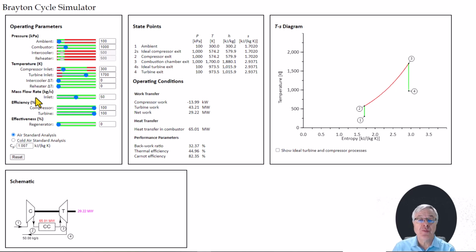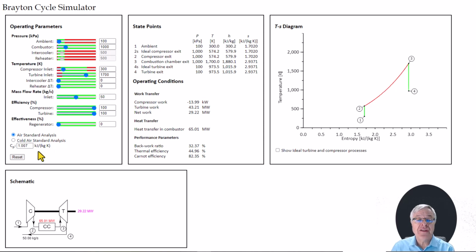Next is the efficiency of the compressor and the turbine, and again by default those are 100% efficient. Next is the regenerator effectiveness, and again notice the default value is 0, which means there is no regenerator in the system. Finally, we can choose either an air standard analysis where all of the properties are the ideal gas properties of air, or a cold air standard analysis, where all the properties are the properties of air, but with a specific heat at constant pressure assumed to be constant at 1.007. We can change this value of Cp if we wish for the cold air standard analysis.